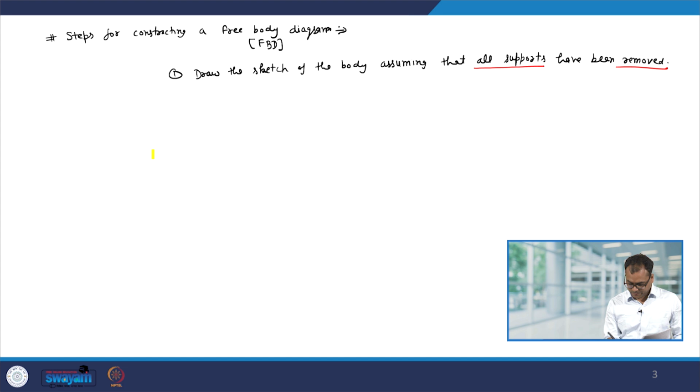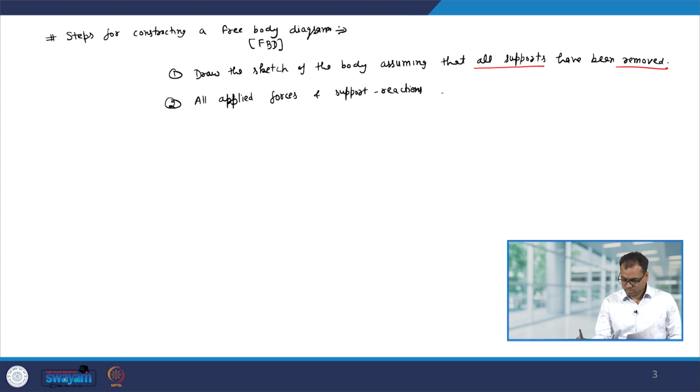Now, the second step is all applied force and the support reactions, they should be drawn and labeled on the sketch.